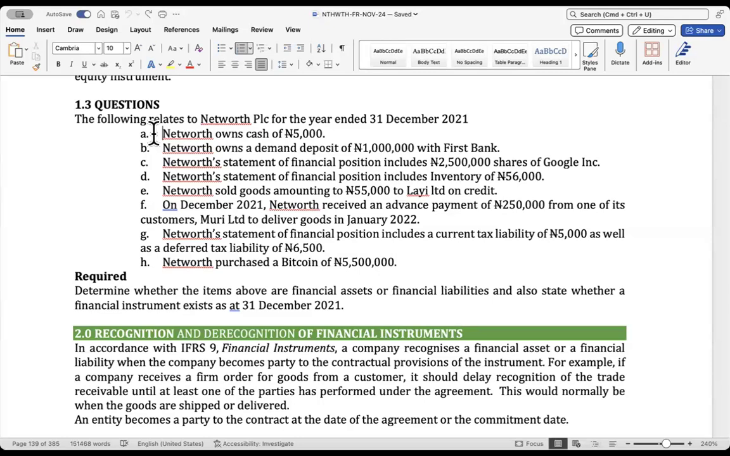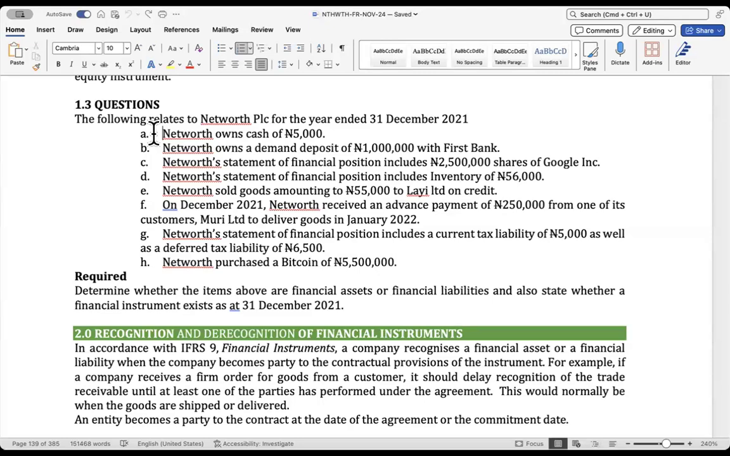Exactly. So financial instrument does not exist here, even though there is a financial asset. But for the fact that there is no other party that has liability or equity, it is not a financial instrument. Though net worth has a financial asset, fine. Okay. Number two, go ahead, please.